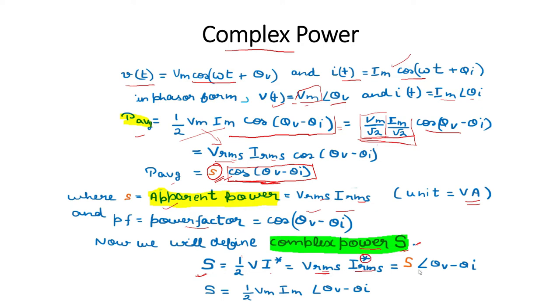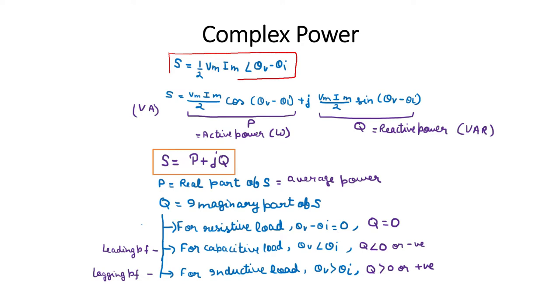So the complex power is equal to S with angle theta V minus theta I. And here you can see that the apparent power is only the magnitude of the complex power, so we have denoted it by the same letter. So we can say that the complex power is equal to half Vm into Im with angle theta V minus theta I, which is the phase difference between the voltage and the current. So this is the formula for complex power.